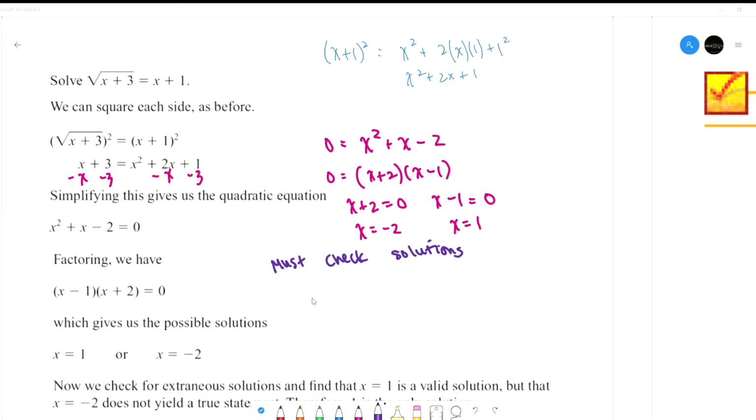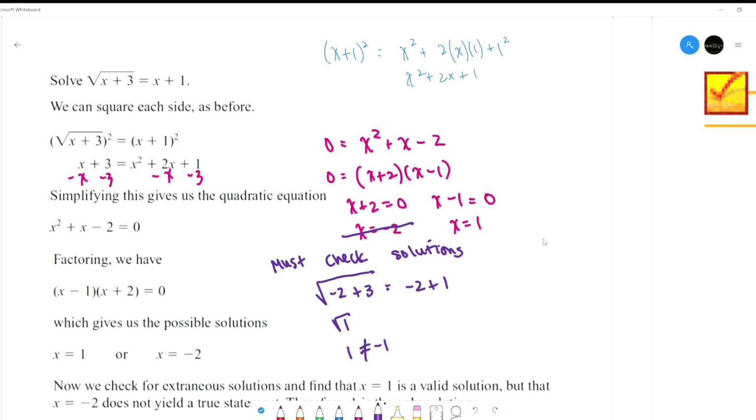So what we're going to do is plug in this negative 2 into the original. So the square root of negative 2 plus 3 is equal to negative 2 plus 1. Right? So this is the square root of 1, which is equal to 1. And on the right hand side, negative 2 plus 1 is negative 1. So you see how this is not equal, right? So the first one is not a solution. So I'm going to cross that out.